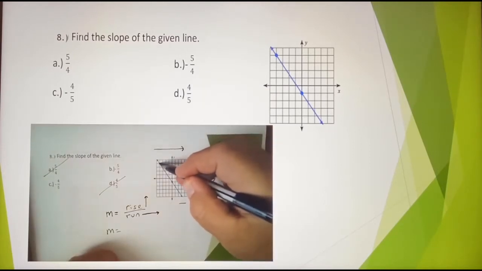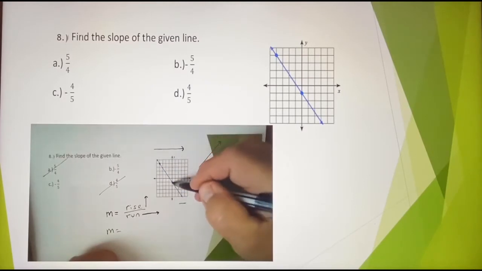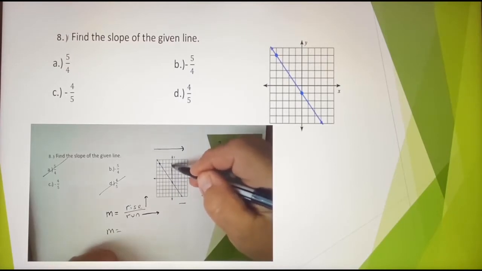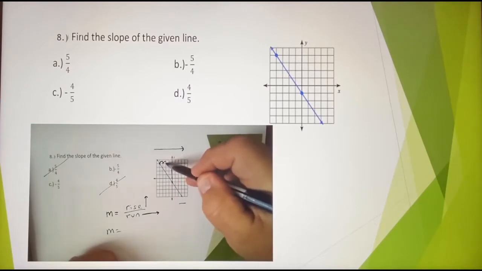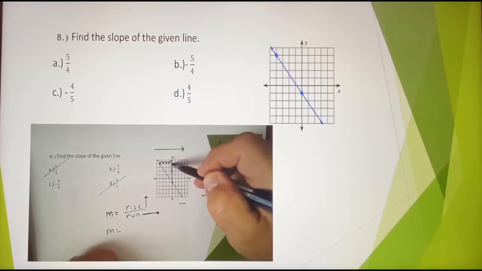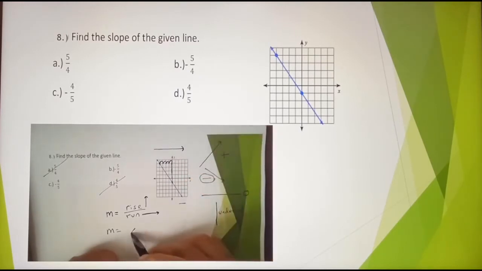So we start at this point, because we're going to read left to right, and we're going to that point. Let's see how far over we go first. If I go straight across from that point to here, right? So I'm going to go from here, 1, 2, 3, 4. All right, 4. So I ran 4. That's my denominator in this case.